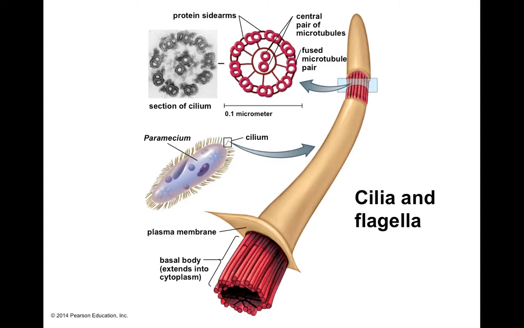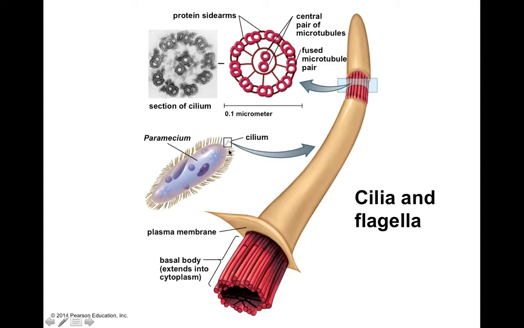And it's then going to extend out. These microtubule pairs are going to extend out through the entire long length of this tube. And they're able to contract in an alternating fashion, so the left side will contract and then the right side will contract, and that's going to allow it to give motion to the tail.